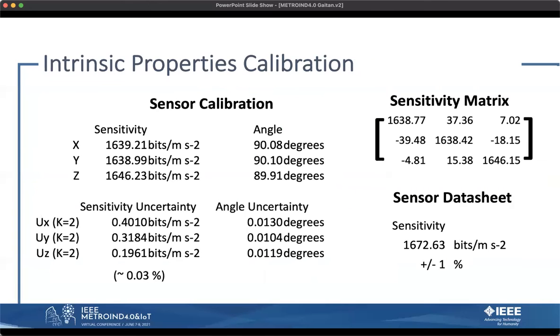Now we go on to the intrinsic properties calibration. What you can see here is that the sensitivity of the X, Y, and Z accelerometers, listed on the left side, is about 1,630 odd or 40 bits per meter per second squared. The intrinsic properties can also be expressed in terms of a sensitivity matrix, shown on the right side. The sensitivity matrix is more or less what is traditionally used for navigational purposes. And below right, you can see what the sensor data sheet specifies.